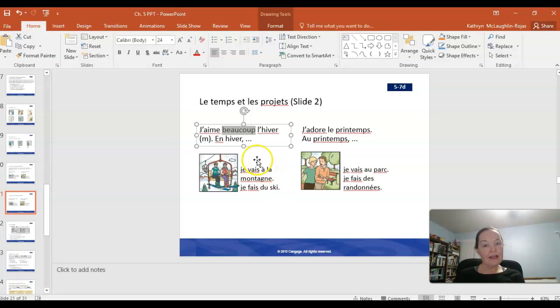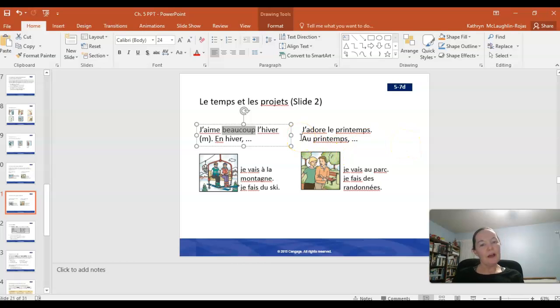So je vais is literally I go to the mountains. When I'm talking about doing a sport, though, I'm using faire. Je fais du ski. And I can also say j'adore le printemps. Et printemps. Oh, there are two nasal vowels in that word. Prin and temps. So that one might require a little bit of practice.